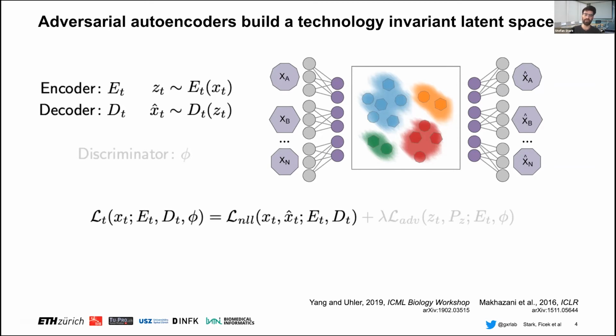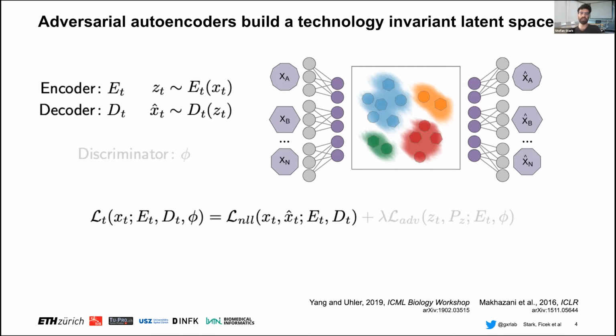If you were to do this for each technology that you have, you would produce embeddings or representations that accurately reflect the state of the cell. But there's nothing here that's imposing technology invariance. So you could embed cells from different technologies in different parts of the space or in an arbitrary orientation. This means that you can identify the technology of the cell from the embedding.